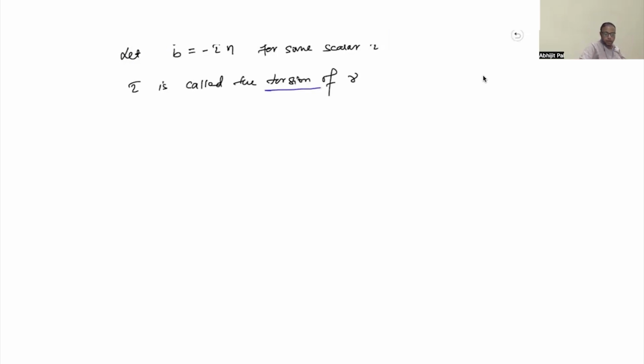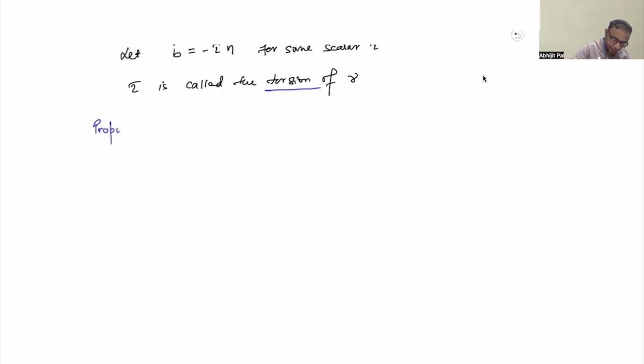This tau we have defined for a unit speed curve. Now suppose you have a regular curve. How do we get the torsion of that curve? You take the arc length reparameterization, which makes it a unit speed curve, and then you compute the torsion. Now I'll give you a formula for how to compute the torsion of a regular curve.